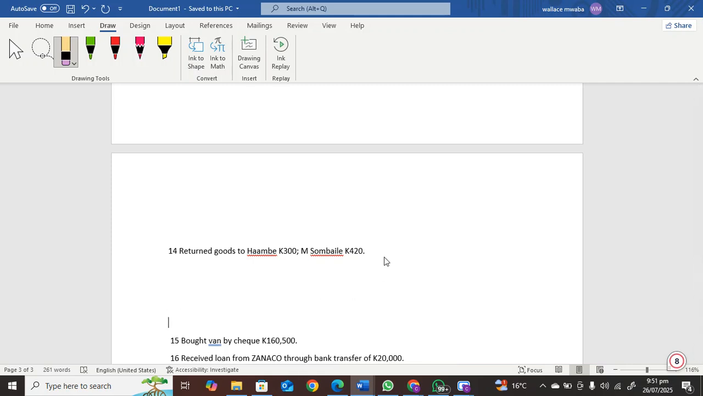All right. So now here we've got another transaction. Returned goods to Hambe 300 kwacha, Sombaile 420 kwacha.